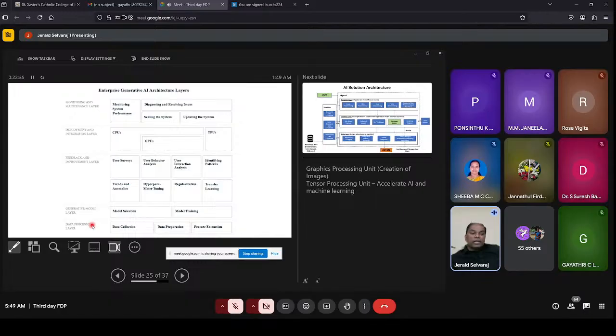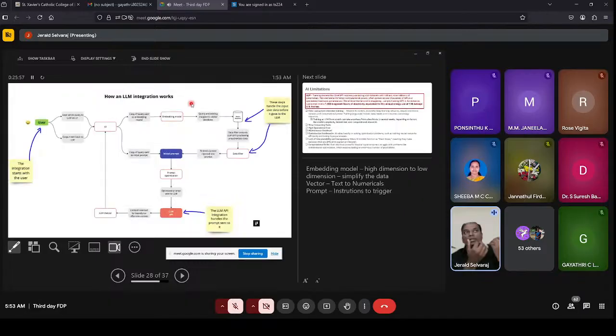The embedding model is nothing but whatever information you're putting in. Basically, machine learning needs machine understandable language. You need to convert the user input you are giving so the machine can understand it. For that, the embedding model converts the high dimension into the low dimension, so it's just simplifying the data.